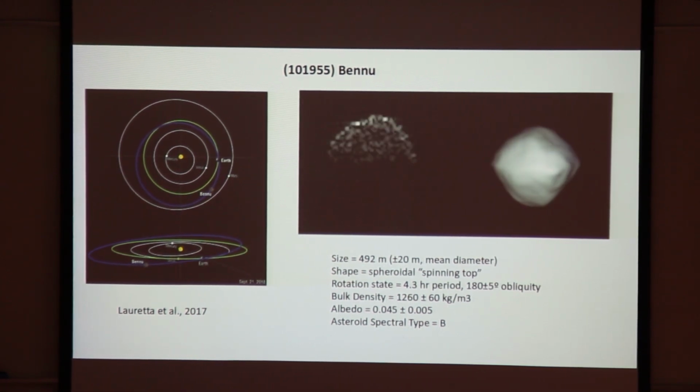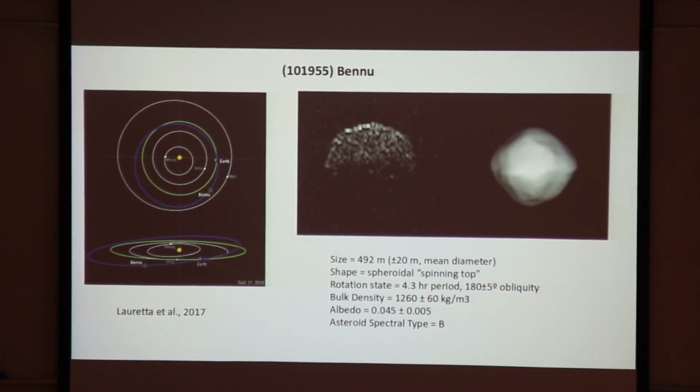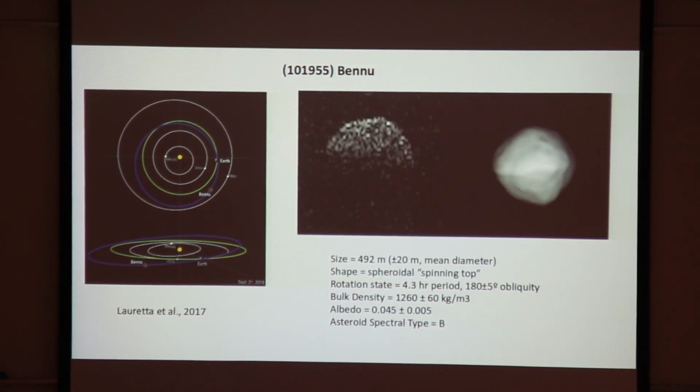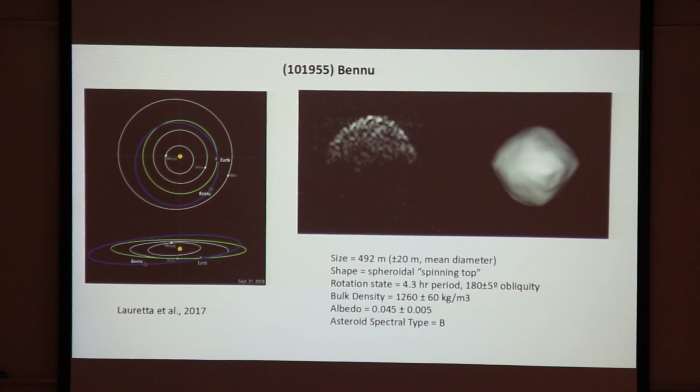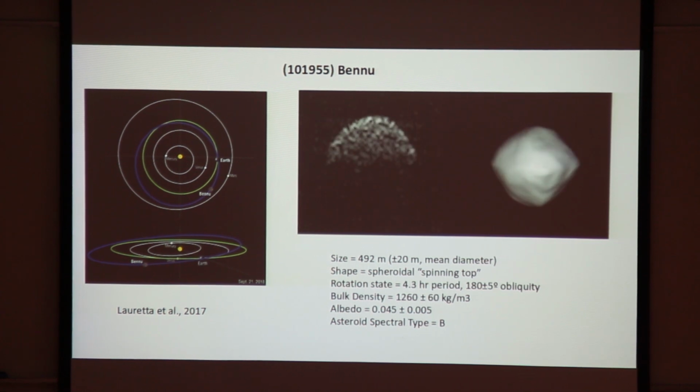Normally you use perturbations from the gravity on the spacecraft or other planets, or in binary systems, to measure the density, you get the mass estimates. But here we had to combine different measurements, which I will go into in detail later. And it's a very dark object, about 4% albedo.